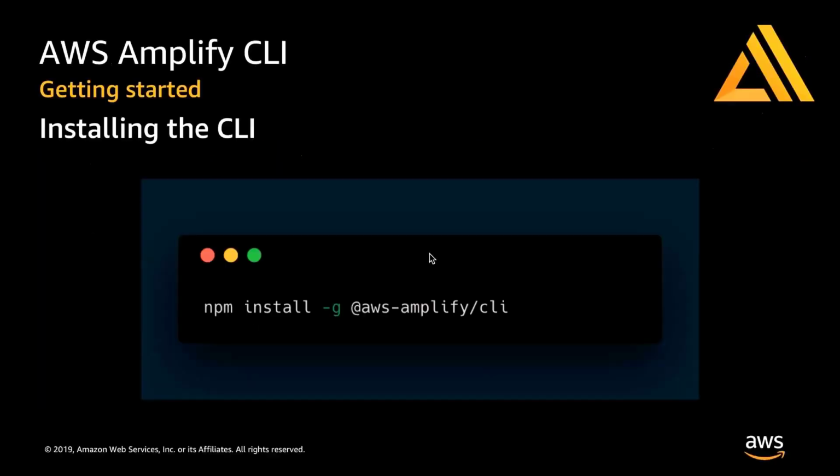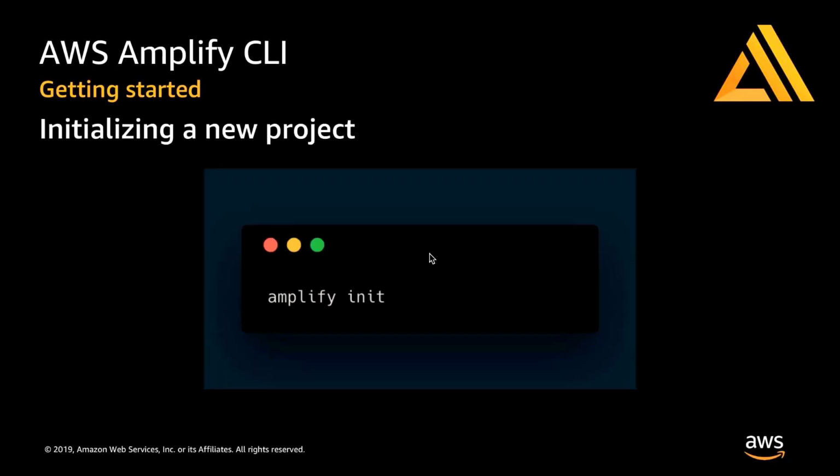So how do you use Amplify CLI and do all this stuff? We're about to take a look at how to use it, but how do you install it? npm install -g @aws-amplify/cli. Once you've installed the CLI, you can initialize a new project by running amplify init.